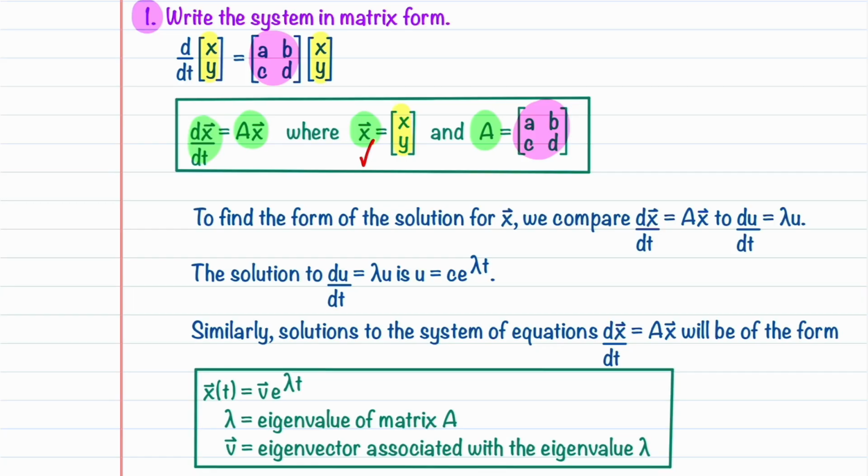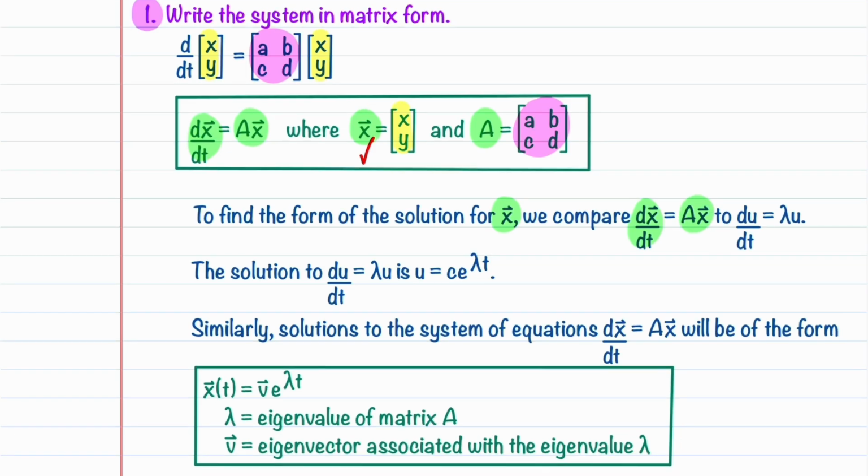To find the solution form for x, we're going to compare our system dx/dt equals Ax to the differential equation du/dt equals lambda u. Now, these two are different, but their solution forms are similar. The solution to the differential equation du/dt equals lambda u is a constant c times e to the lambda t.